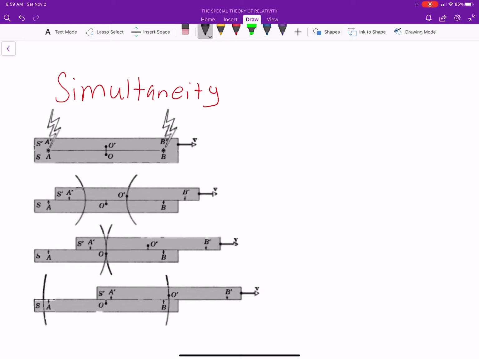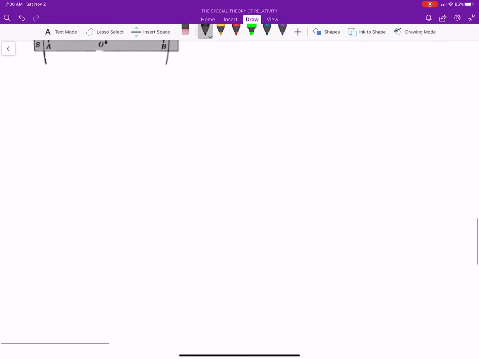Okay guys, so today we're going to continue talking about special relativity, and in particular how clocks can appear to be out of sync and how events that look to happen at the same time in one frame of reference won't look that way in another frame of reference, particularly a moving one. So let me start by painting you a picture.